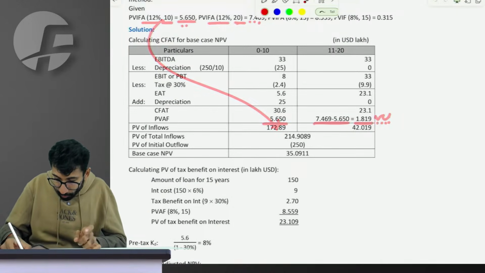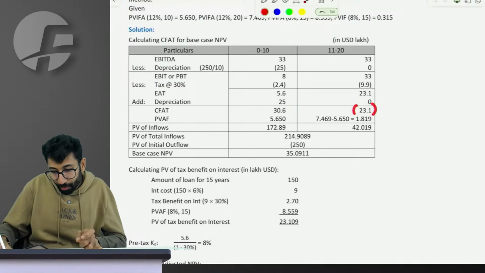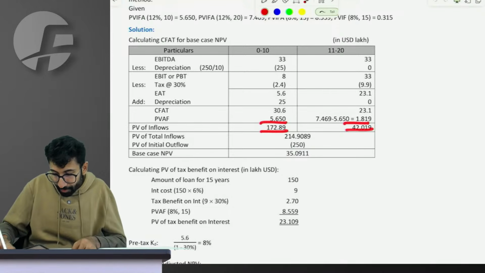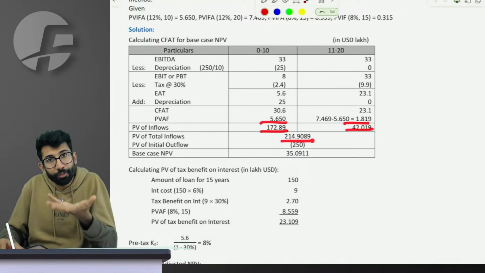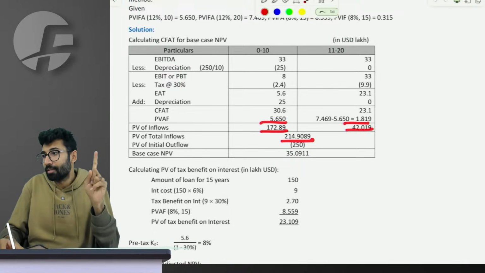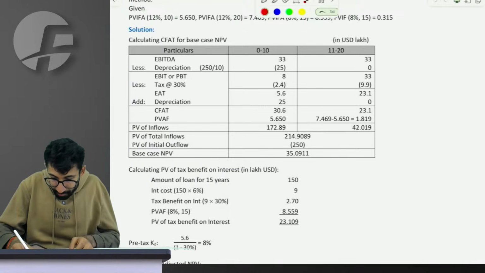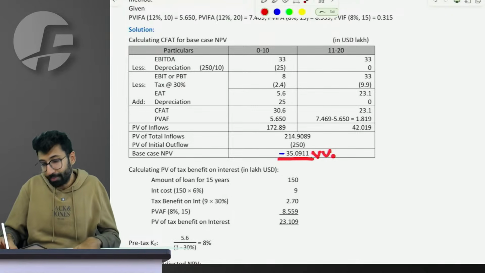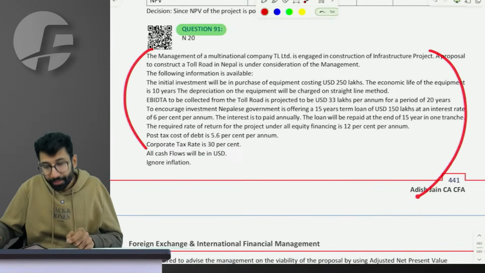So overall, 30.6 being the cash flow into annuity factor, 23.1 being the cash flow into annuity factor give me the overall present value as this and this. Adding gives me 214.9089, which is the present value of cash inflow assuming all equity financed. Minus the initial outflow of 250 gives me base case NPV as a negative number of 35.0911. Now what? Sir, now giving the effect of debt.